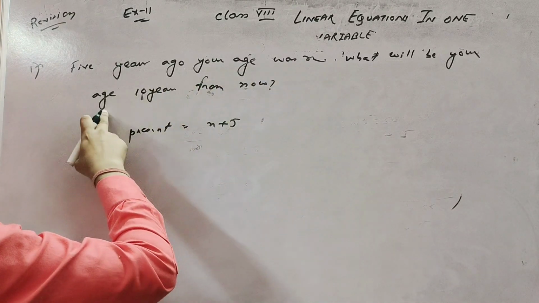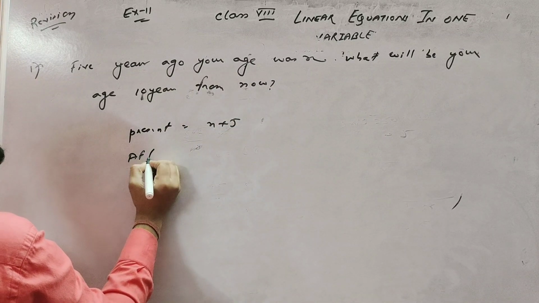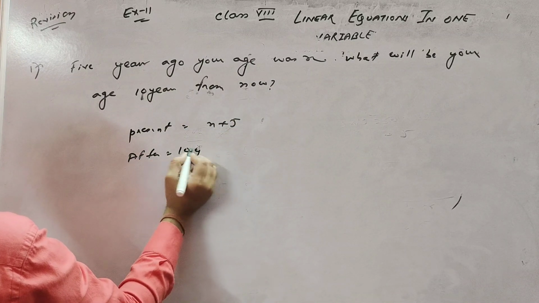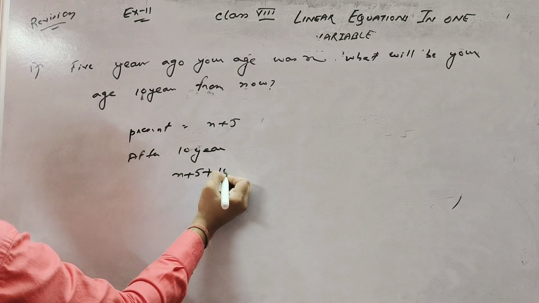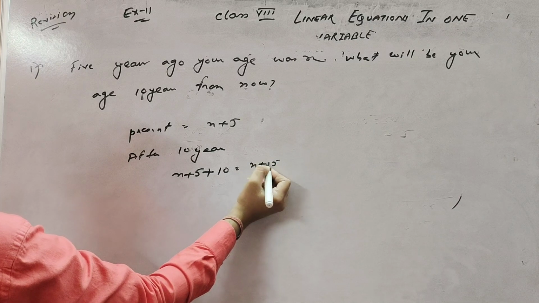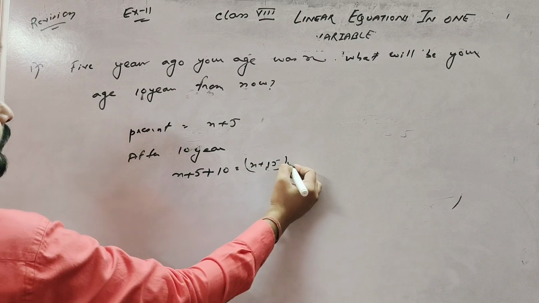What will be the age 10 years from now? So after 10 years, x plus 5 plus 10, that is x plus 15 years.